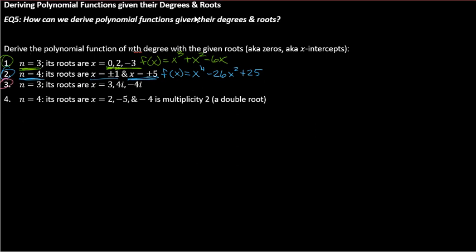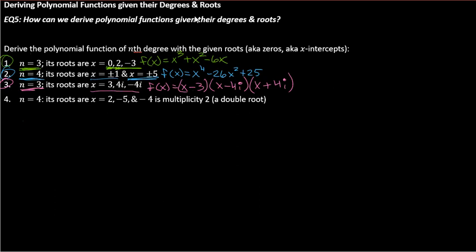Okay, so third degree polynomial, and these are its roots. So we're going to have f of x is equal to x minus 3, because its first root is positive 3, x minus 4i, because its second root is positive 4i, and x plus 4i.